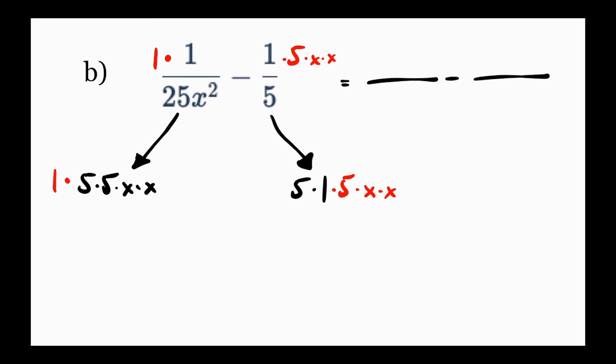1 times 5 times 5, or 5 times 1 times 5. Either way you multiply it, it's going to be 25. And either way you multiply it, it's going to be x to the second power, because they both have the same now. The top: this is 1 times 1, so that stays 1. Over here I have 5 times 1, 5, x to the second power.